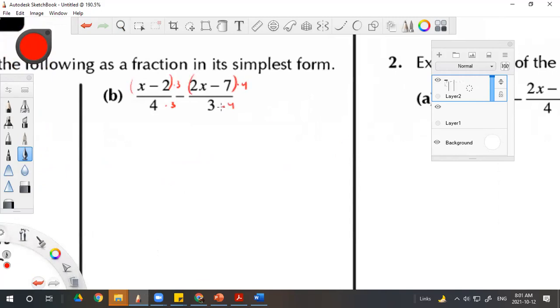Ini ribet aja sih lihatnya ya. It is too difficult to see. But if you want to do it, okay. Rainbow, 3x plus 6. Minus 6, sorry. 3x minus 6.